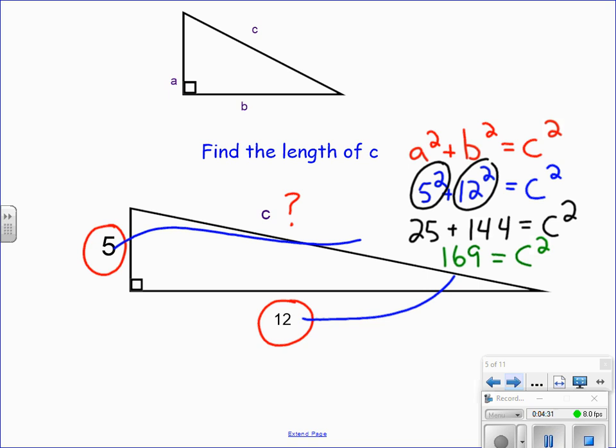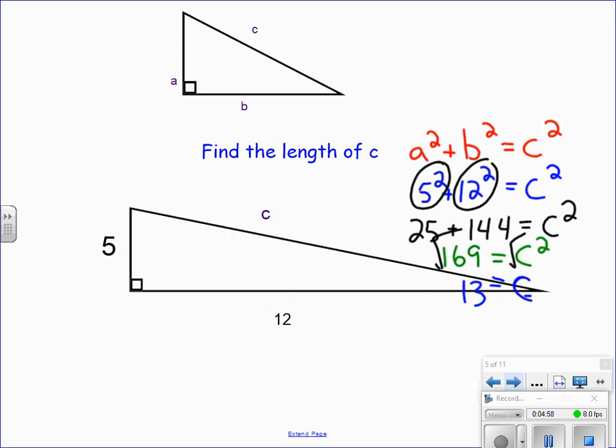Next, to find out what c is, I have to square root both sides. And square root this side, and I get c is the square root of 169, which is exactly 13. So I now have found that c is equal to 13.